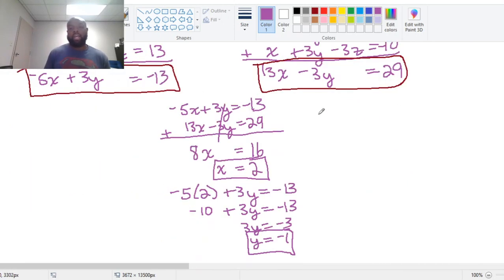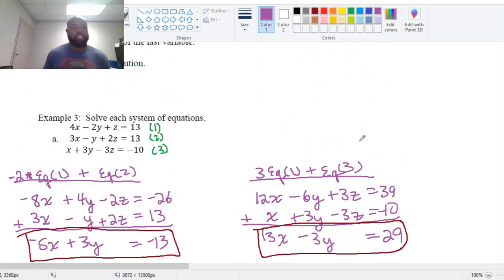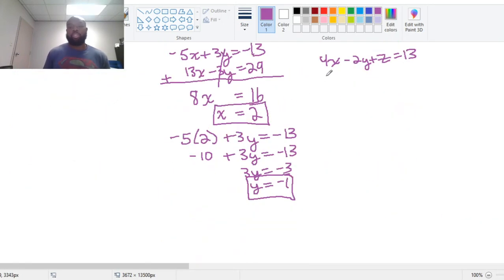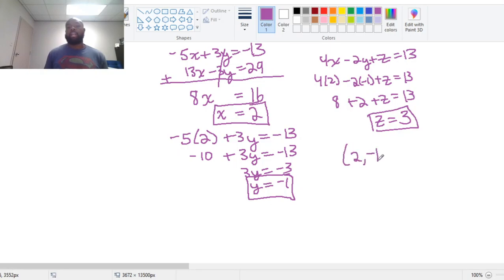So I had 4x minus 2y plus z equals 13. I found that x was 2, y was -1. So I get 8 plus 2 plus z equals 13. 8 and 2 is 10. If I subtract that from both sides, I'm going to get z equals 3. So my solution is 2, -1, 3. We have independent equations in this system, in this consistent system.